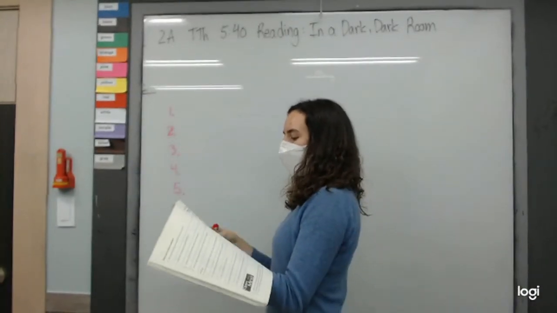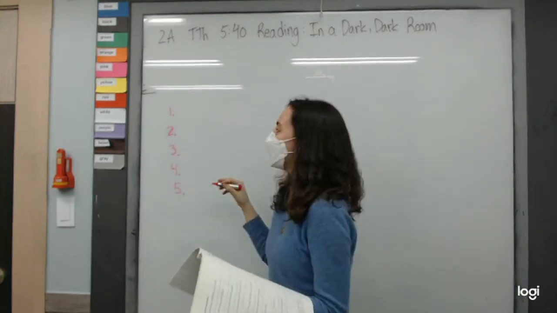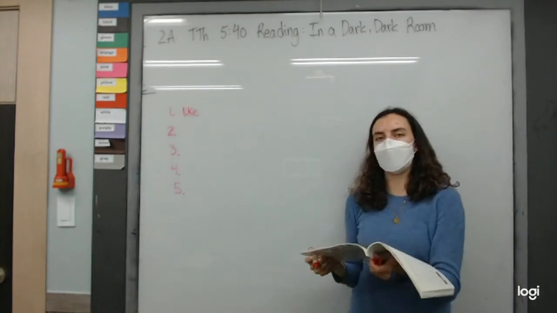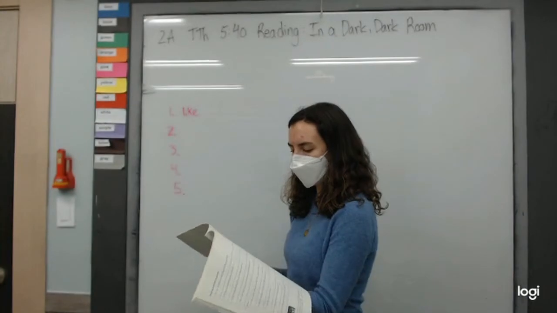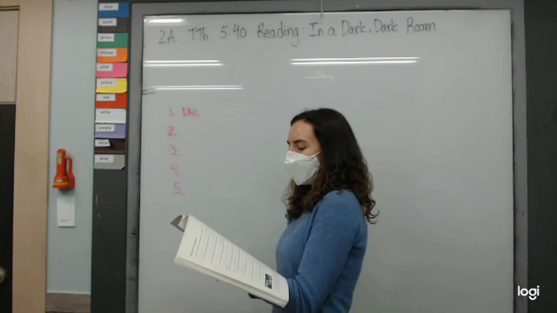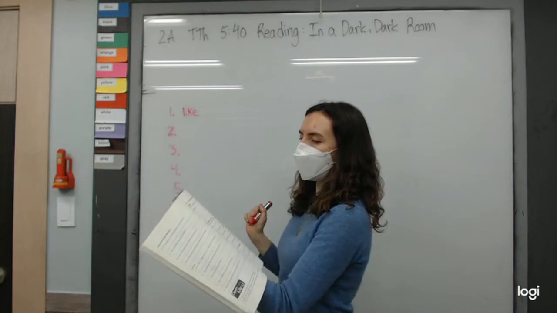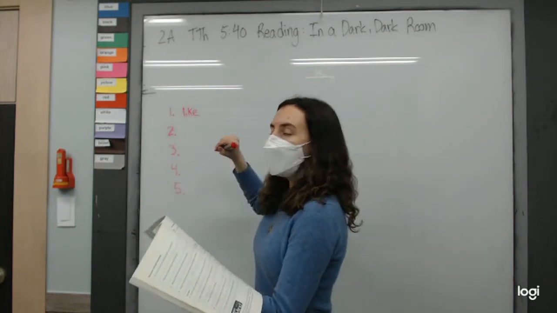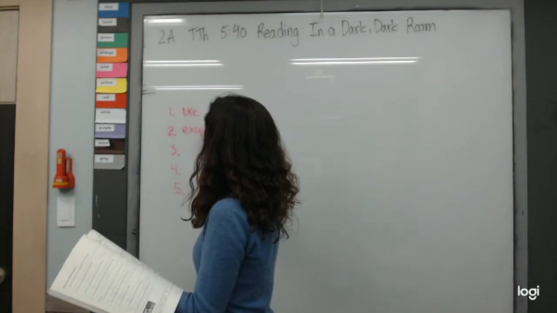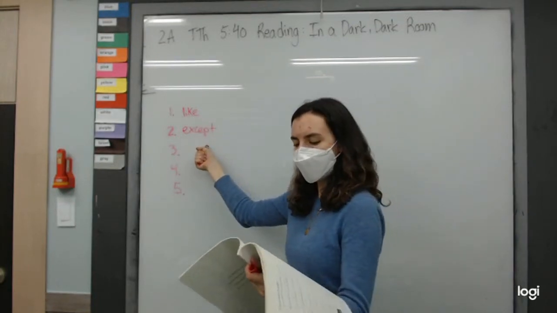Okay, so the next part. Will I be like you when I grow up? This is, will I be like you when I grow up? Will I be the same as you? That is what like means in this. So number 2, he was like all the other boys. He was tall. So this one, we want to say, except he was tall. He was the same as all boys, but one thing different, except he was tall.